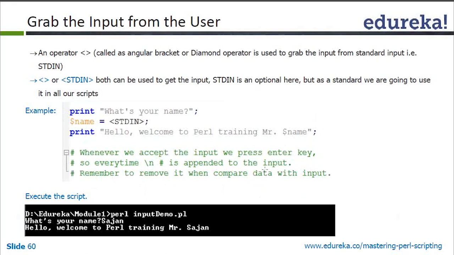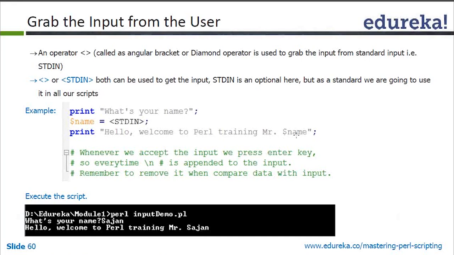We must know that this \n is appended to the input for normal cases. So it's up to us to use the right function to compare with the input. Say for example, perl input_module.pl. What's your name? Sajan. Hello, welcome to Perl Training, Mr. Sajan. This is something which we already saw here.